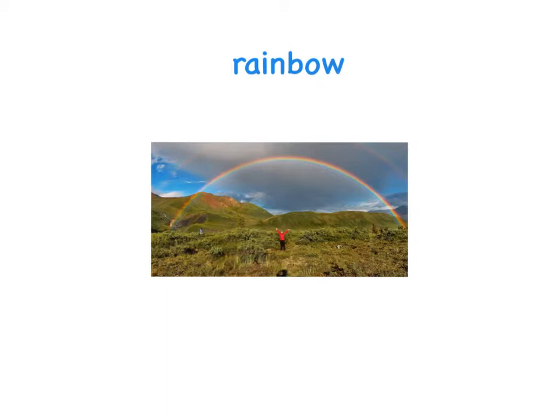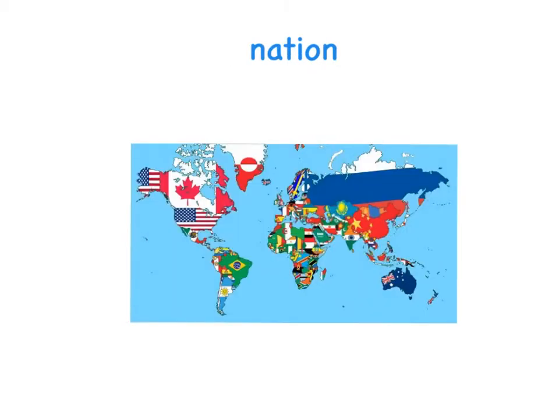Rainbow. The long A sound is in our first syllable with the AI pattern. Nation. The long A sound is in the first syllable.